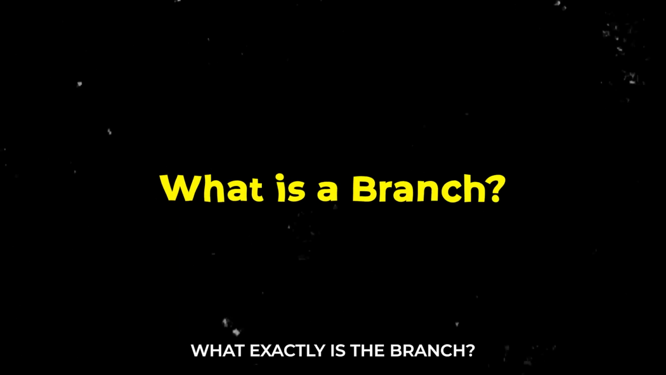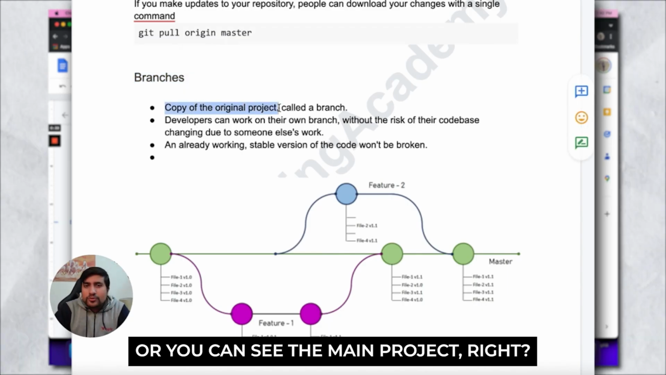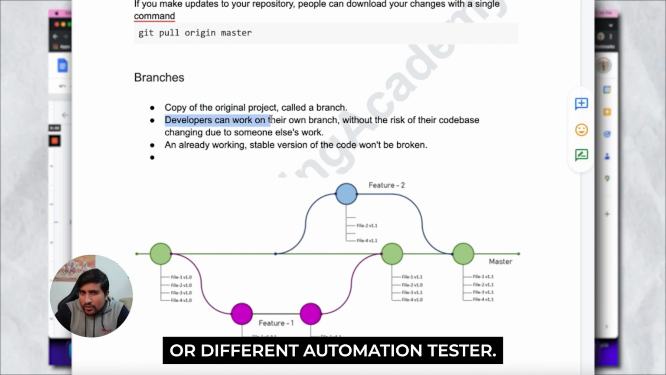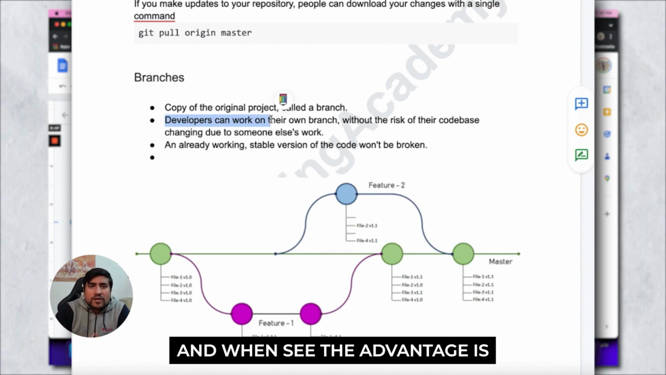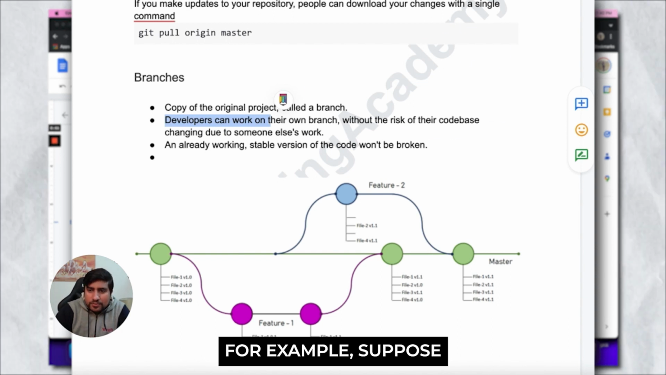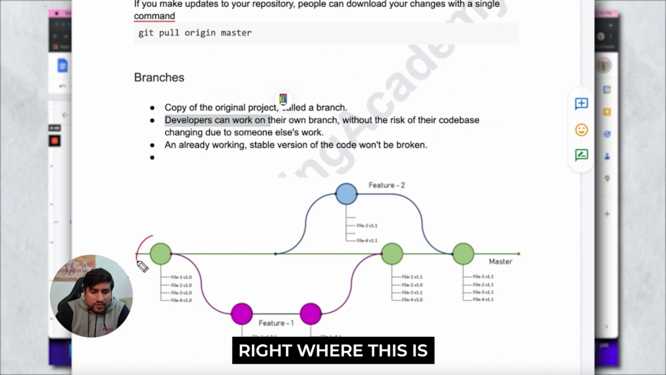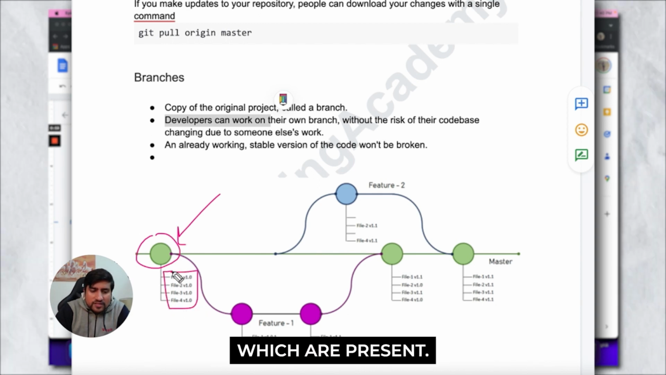What exactly is a branch? A branch is a copy of your original project, or you can say the main project. Different developers or different automation testers can work on different branches, and the advantage is that they will not spoil the main branch. For example, suppose this green one is your main branch, and there are, for example, 4 files present.